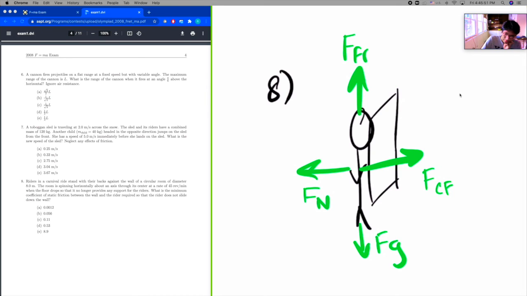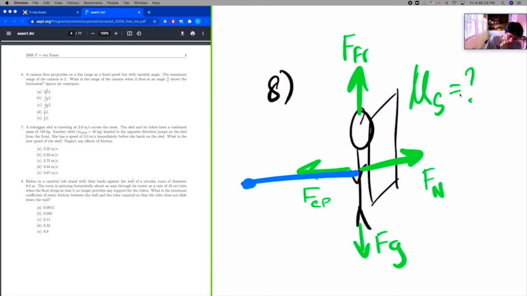Anyway, what's this guy's mass? Does it tell us? No, we just need to find the coefficient of static friction. So that's our goal, to find mu sub s. What's the information we know? Instead of doing Fn and F centrifugal, why don't we do Fn this way and F centripetal this way? That's smarter, because I don't know what the formula for centrifugal is. We know that the diameter of this thing is 8 meters, so the radius is 4 meters.